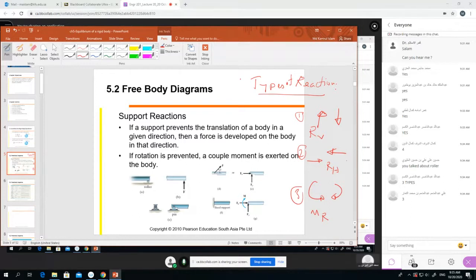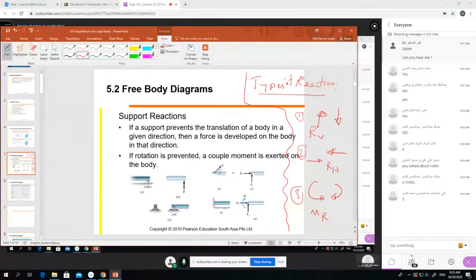Remember, these three types of reaction are very important. Write them down in your class note. It's not important only for this course. If you work as an engineer, civil or mechanical, in the structural side, you will need it for life. That's why I'm telling you it's very important.